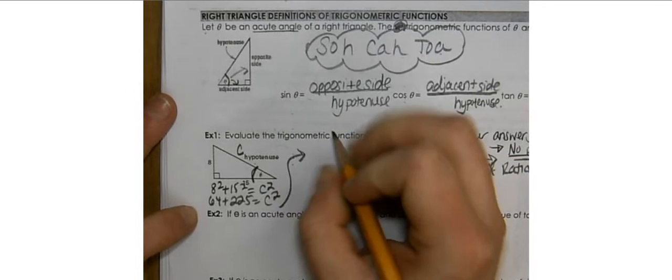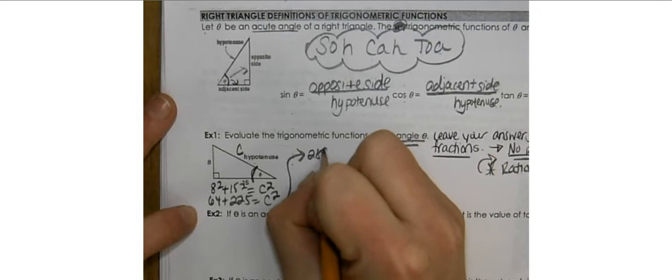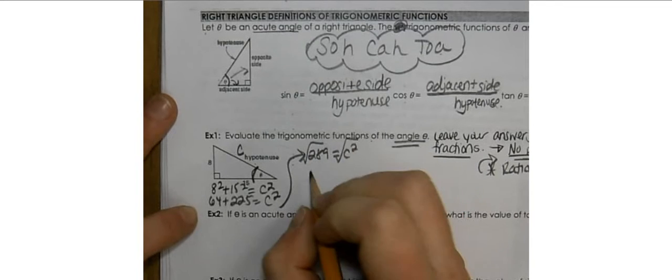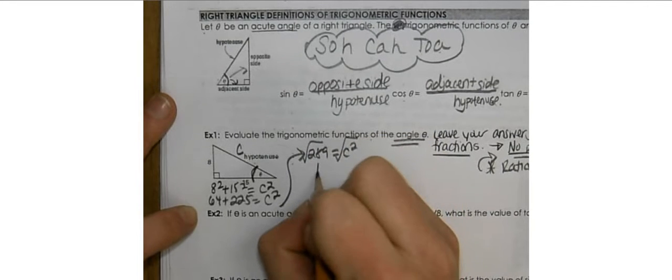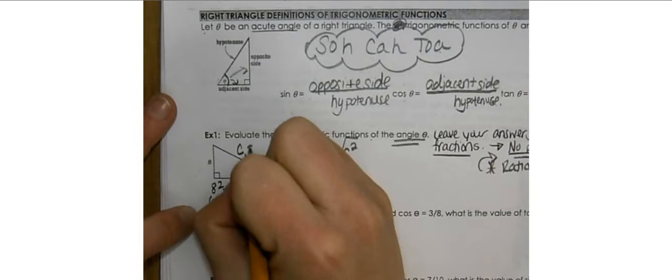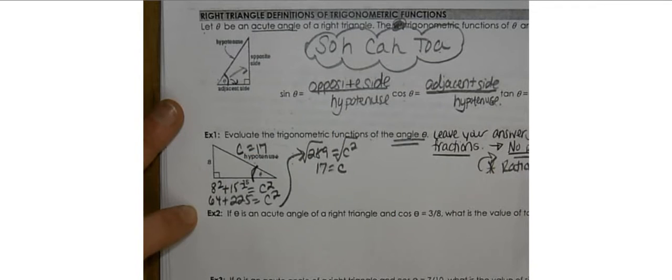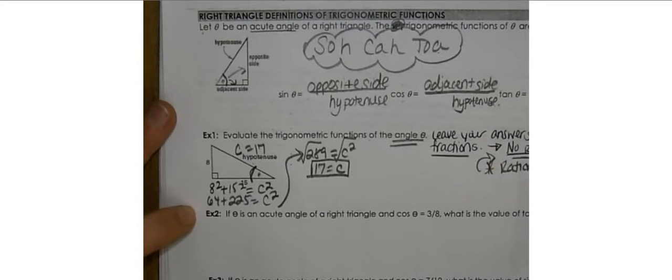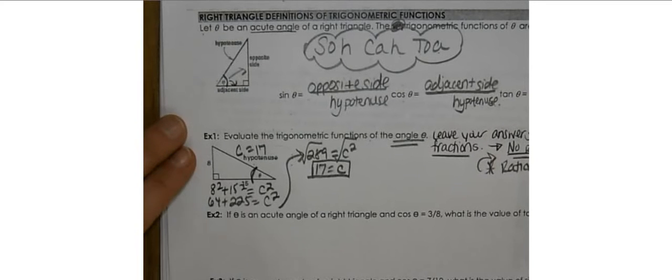So 64 plus 225, that is equal to 289. So 289 is equal to C squared. I'm going to take the square root of both sides, and I find that 17 is equal to C. So the length of my hypotenuse is 17. You may still have your Pythagorean triples memorized, and if that's the case, 8, 15, 17 is one of those special Pythagorean triples. If you don't have those memorized, no big deal.